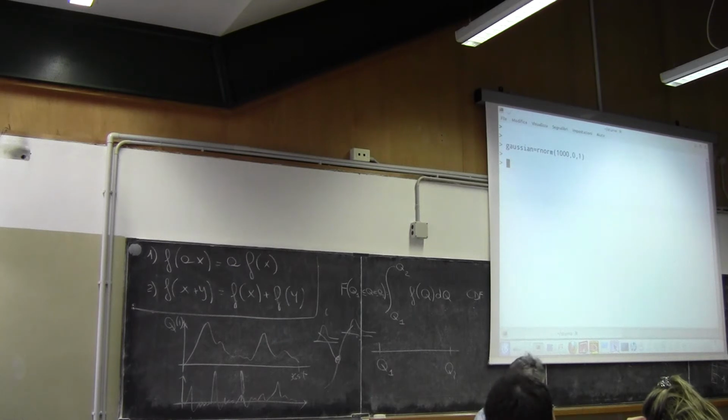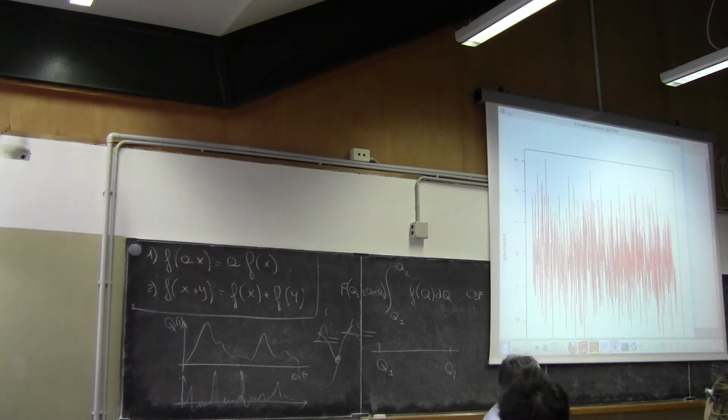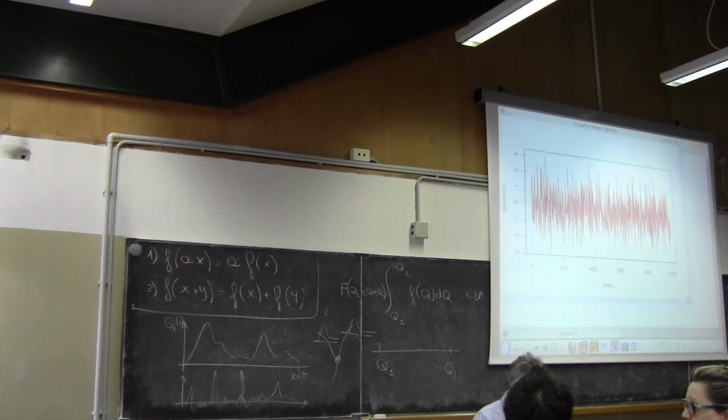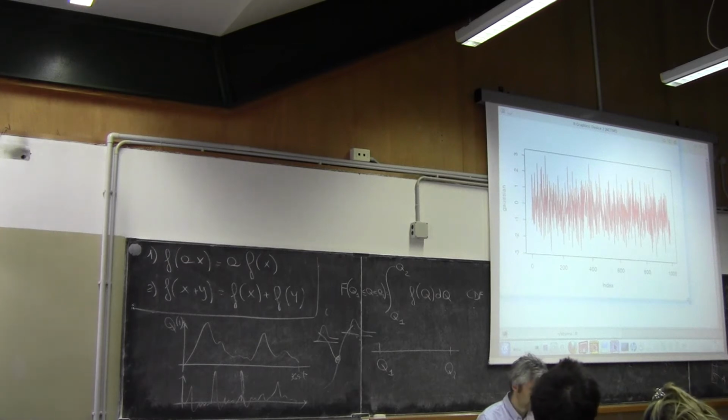And let's look at the plot, Gaussian. And let me just use the line. This is the plot. So you see the observations. They are all very close to the mean, and they are extended between, remember that the mean was 0 and the standard deviation was 1, between -3 and +3 basically.